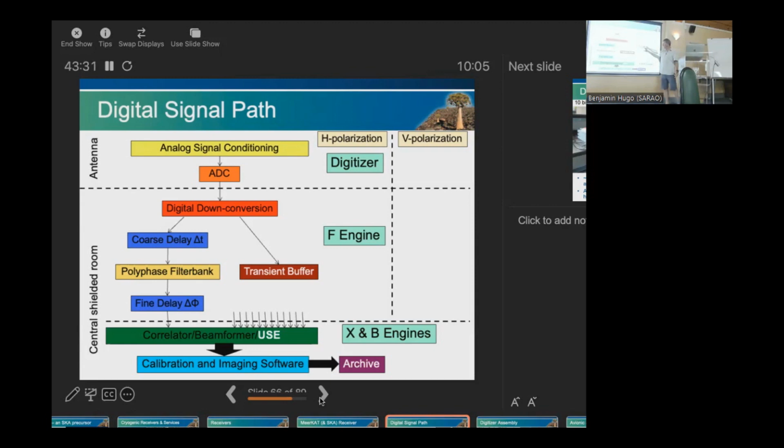That's what we call the F engine. It converts the signal into its Fourier transform in order to get the different bands. You do that per antenna, then you take all of the antennas and correlate them together in this box over here. Or you add them together to form a B engine, and then you stick it into your imaging software and make images afterwards.